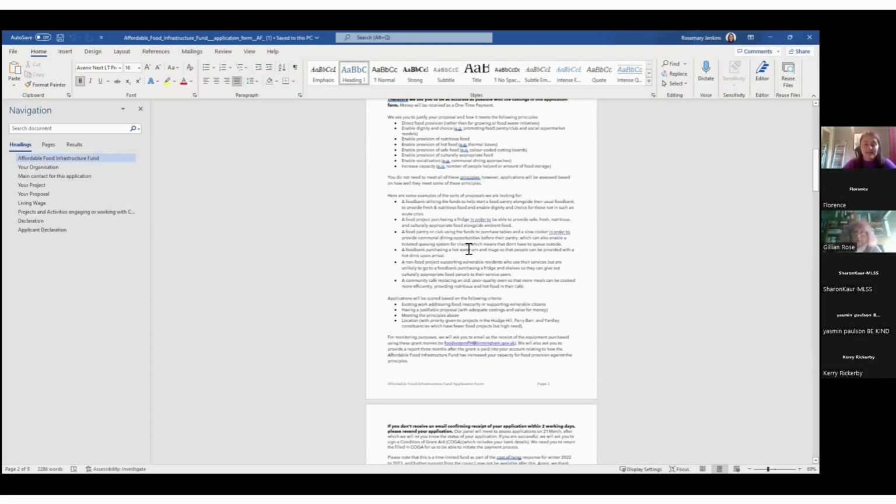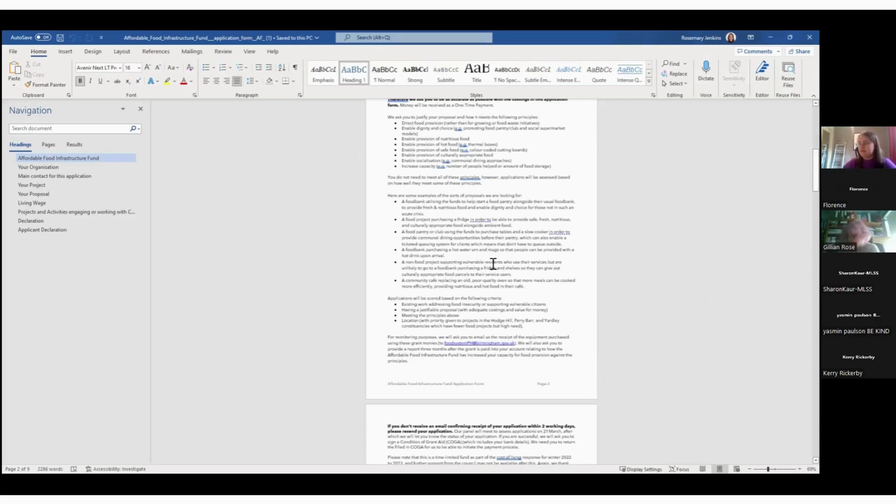And then finally, this one is again a non-negotiable one. This is what we want you to be able to do through this fund: we want you to be able to increase capacity. So hopefully that will be the number of people helped, but also secondary maybe to that, the amount of food that you're able to store. So things like storage solutions.